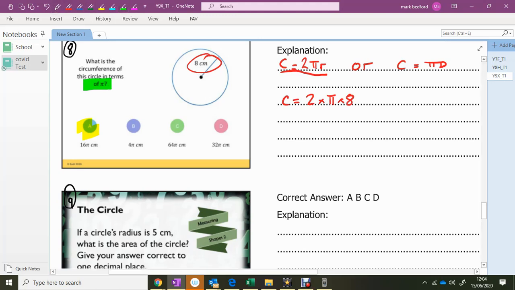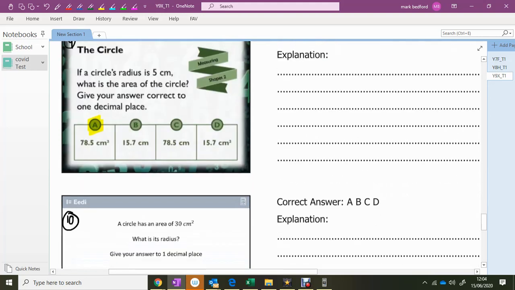Now this is often a non-calculator question, and so we would take the 2 times the 8, which makes 16. I've still got the pi in there. And 16 times pi would be written like this, 16 pi. Think of algebra. If you had 16 times x, you would write 16x. That then becomes my final answer, which is answer A.